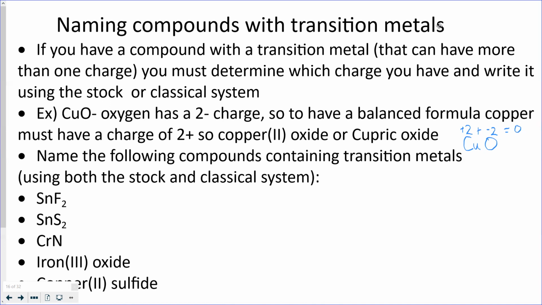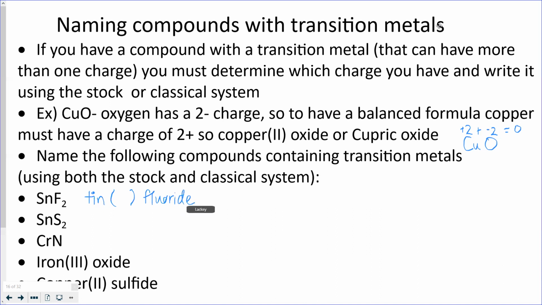Sn, if you look it up on the periodic table, is tin. That is number 50 on the periodic table, so you can locate it. It is underneath the stair step, so it still behaves like a transition metal, so we do need Roman numerals. We just have to figure out what that Roman numeral is. And F is fluorine, which is going to become fluoride.